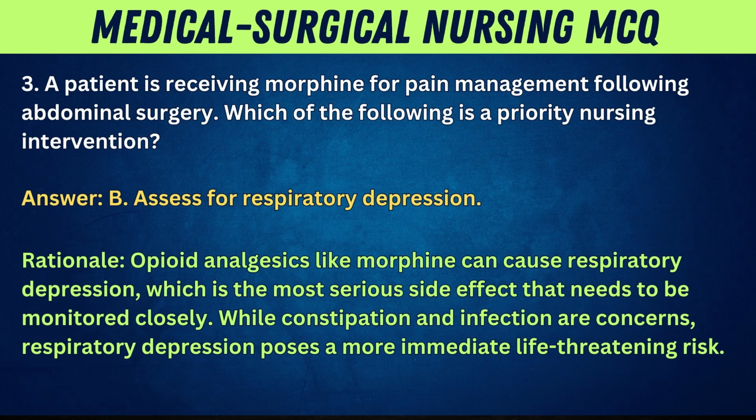Answer: B. Assess for respiratory depression. Rationale: opioid analgesics like morphine can cause respiratory depression, which is the most serious side effect that needs to be monitored closely. While constipation and infection are concerns, respiratory depression poses a more immediate life-threatening risk.